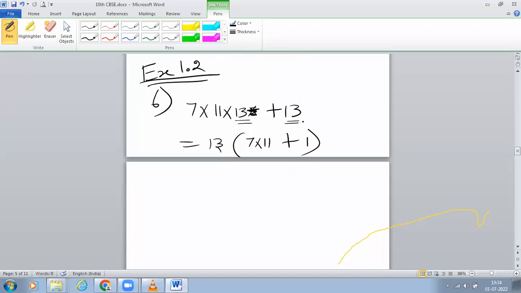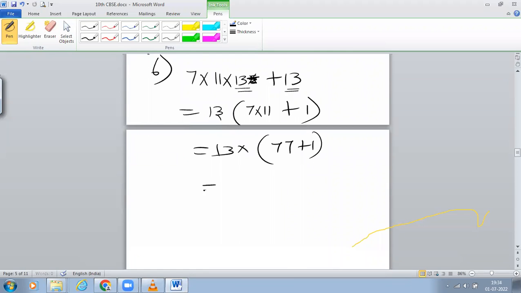Okay, we are taking this 13 common outside. Now what we get is 13 into 7 into 11, 77. 77 plus 1 is nothing but 78. Therefore, we got 13 into 78.